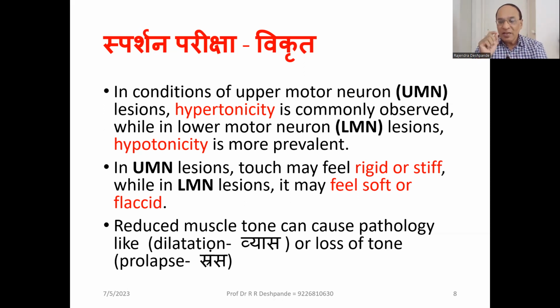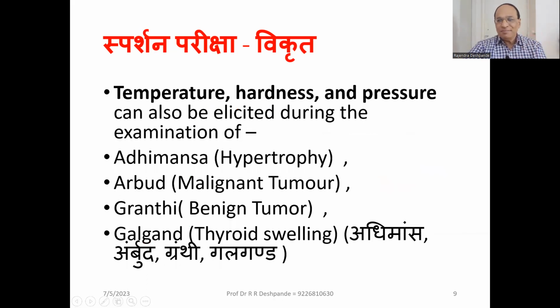For example, in Ayurveda, in Vata Vikruti, there is the word Vyasa. Vyasa is a dilatation of any organ, cardiomegaly, for example. And loss of tone also can cause prolapse. Prolapse is Sramsa in Sanskrit. Prolapse of the uterus, prolapse of the rectum. This can happen because of the muscular problem, Mansavaha Srotas problem.